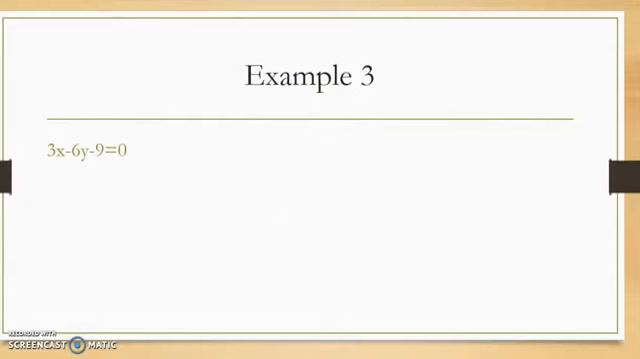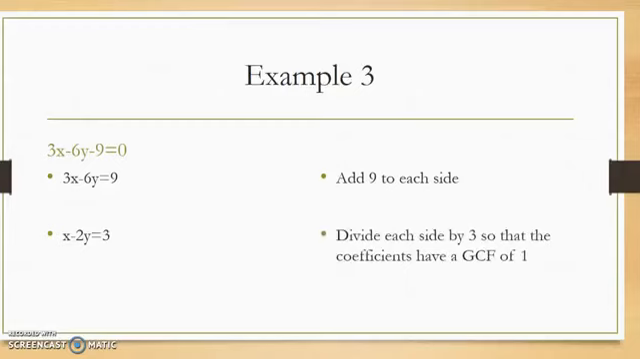3x minus 6y minus 9 equals 0. The first thing we need to do is add 9 to both sides to get it in standard form. If you notice, each coefficient has a greatest common factor of 3. We can divide this equation by 3 and get x minus 2y equals 3, so that the greatest common factor is 1. We can do this as long as we divide each term of the equation by our value, which in this case was 3.